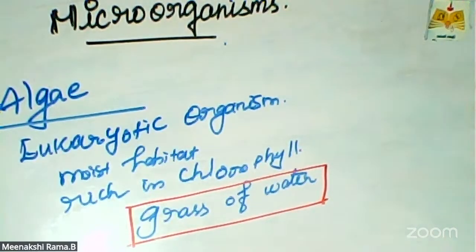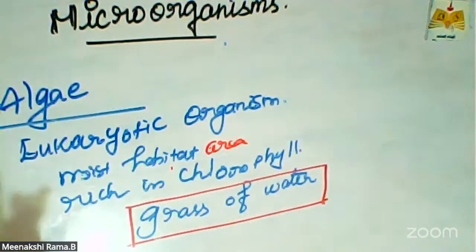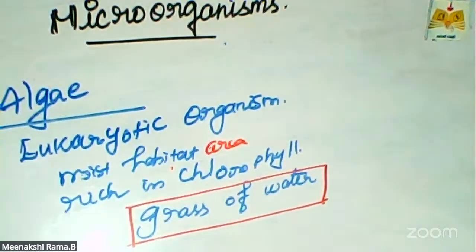What is algae? Algae is a very simple plant-like eukaryotic organism. They are found in moist habitat areas only, that is water-borne areas, ponds, lakes. Wherever water is present, definitely algae is also present in that place. So the special name of algae is grass of water, because everywhere there is a thin film on the surface of lakes and ponds.